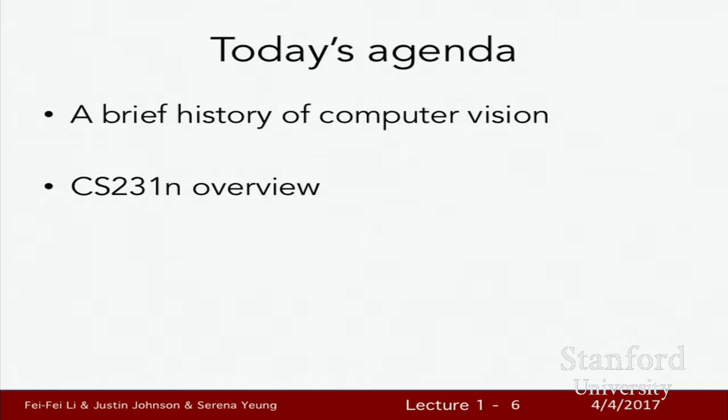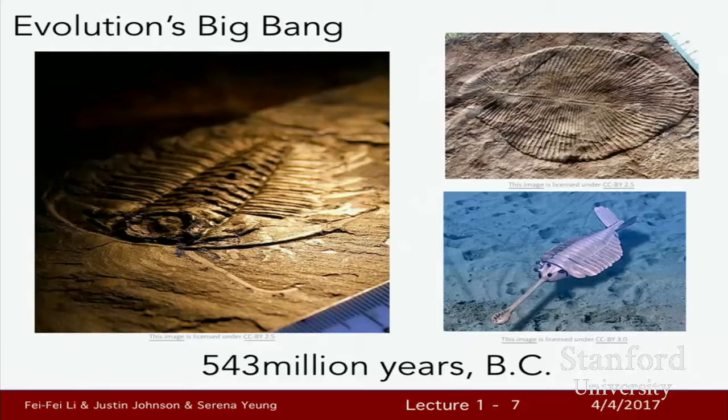Speaking of the history of computer vision, let's talk about the history of vision. And I want to take you back 543 million years ago. That's a long time ago. What is so special of that time? Well, that is at the dawn of a very interesting geological period on Earth, called the Cambrian explosion period.